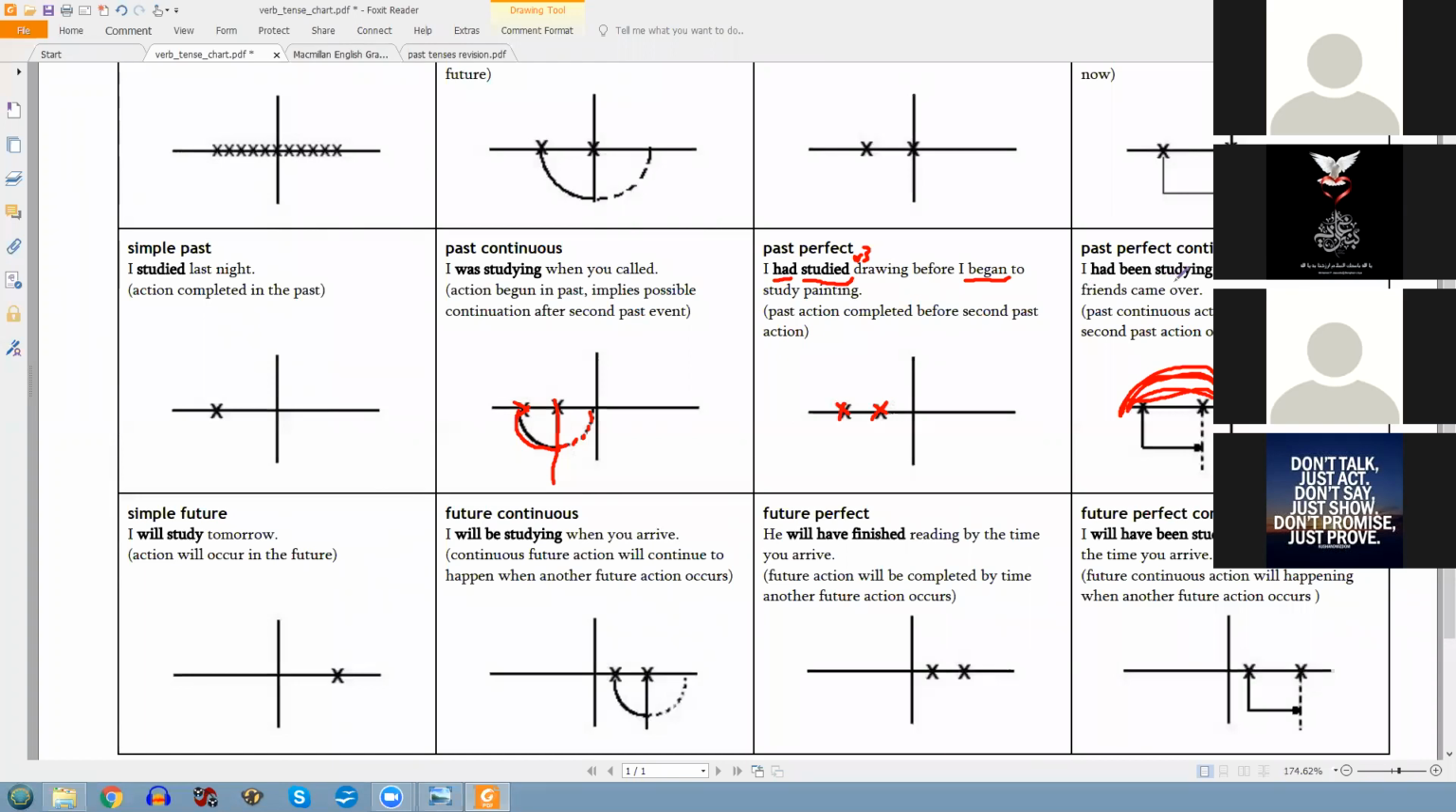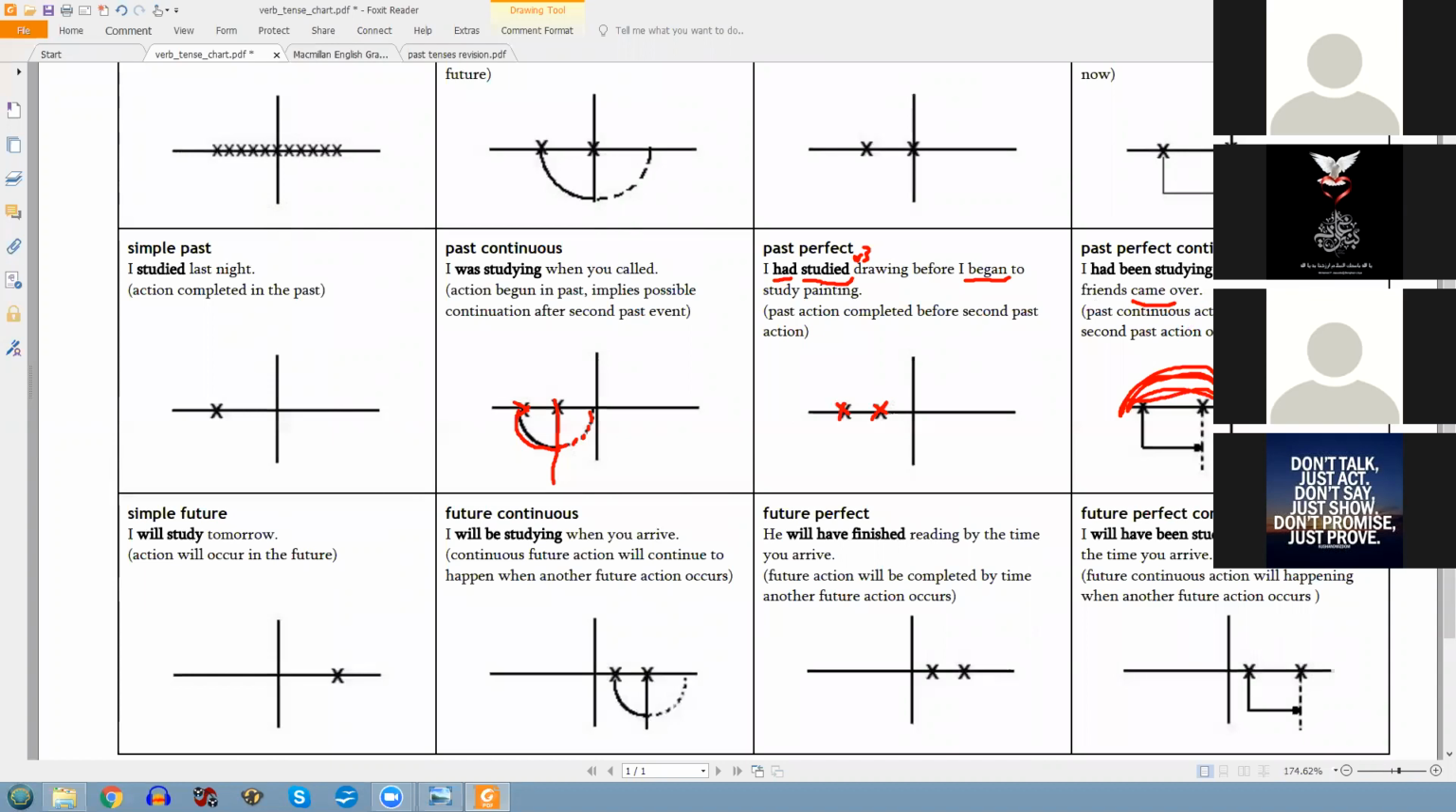I had been studying. The patient had been taking a paracetamol for two years until his condition was eased or his symptoms stopped. Something such as that. So it's the past activity. How long had that action been occurring? Again, when it's interrupted by a second past action.